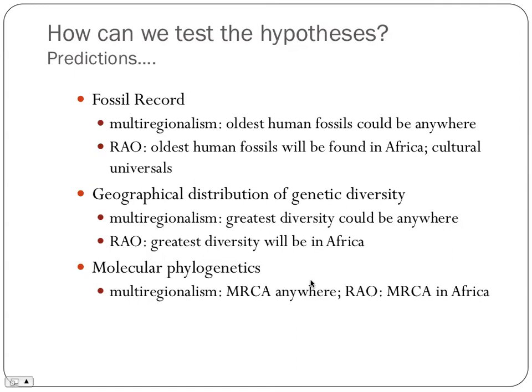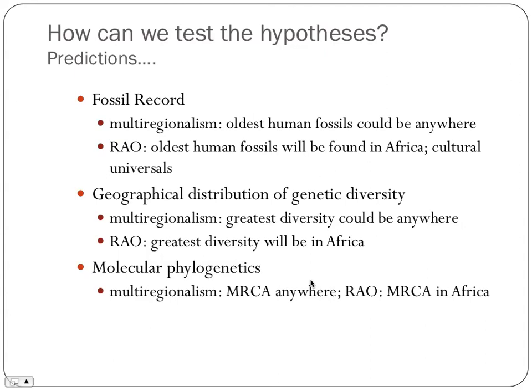Now, if we're going to look at that hypothesis, how do we test it? What we often do when we're testing hypotheses is we try and make some predictions. So if this were true, what would we expect to see when we collect information of this kind? And how does the information we collect better fit one hypothesis or the other? So if we look at the three kinds of evidence here, what do we see?